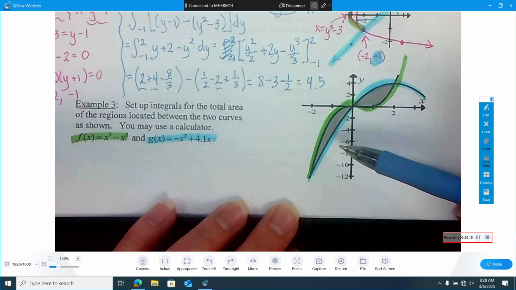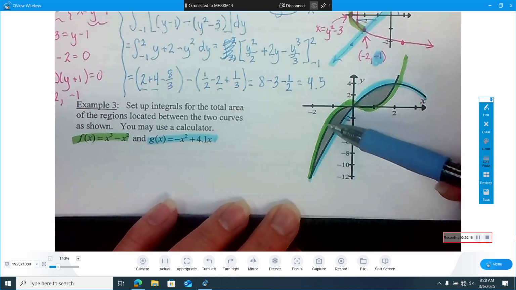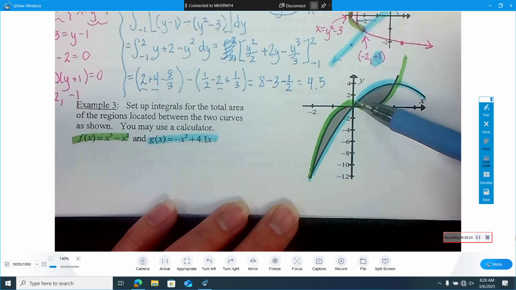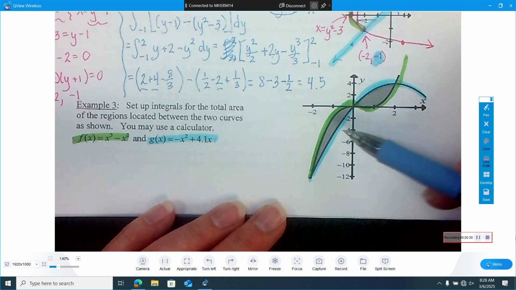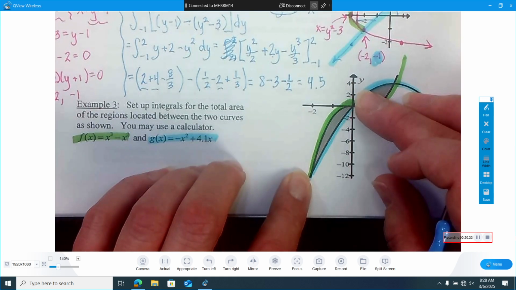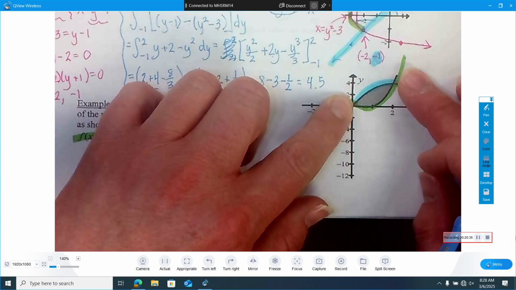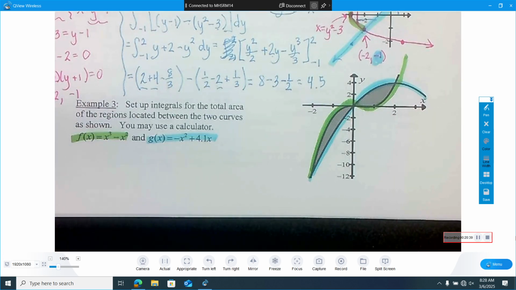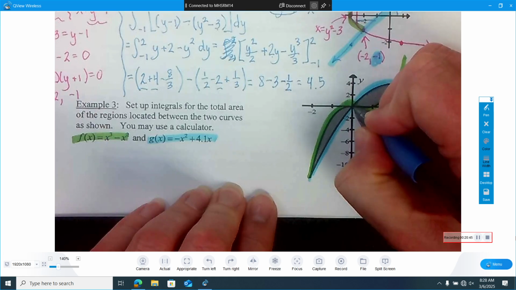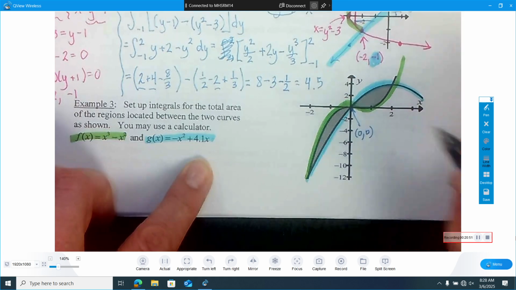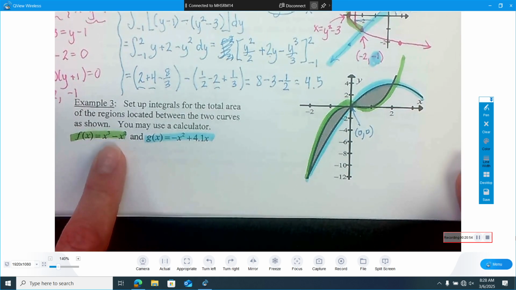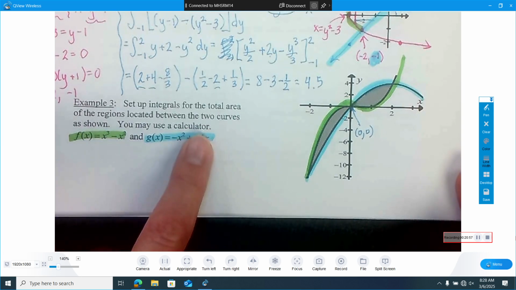We have to make sure that if we're doing green minus blue, we're integrating over the region where green is on top. So in this particular case, we have to break up this integral into two integrals. One where the green is on top, and another integral where the blue is on top. That's something we want to pay attention to. Now we want to find all those intersection points. I know one intersection point right here is (0, 0). I can see that easily from the graph, but also if I plug in 0 for x, I'm getting a 0 and a 0.